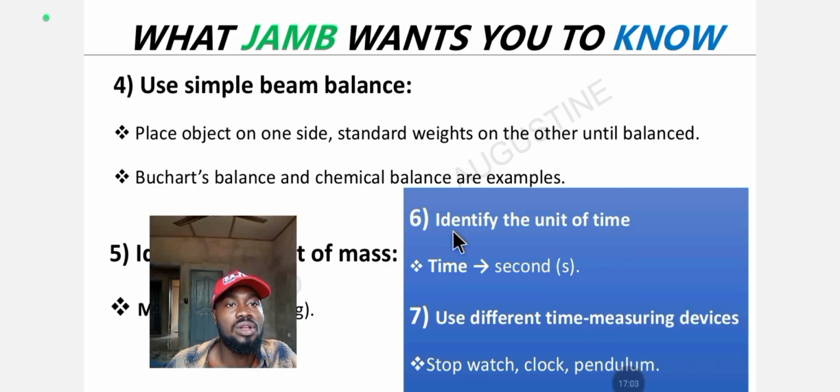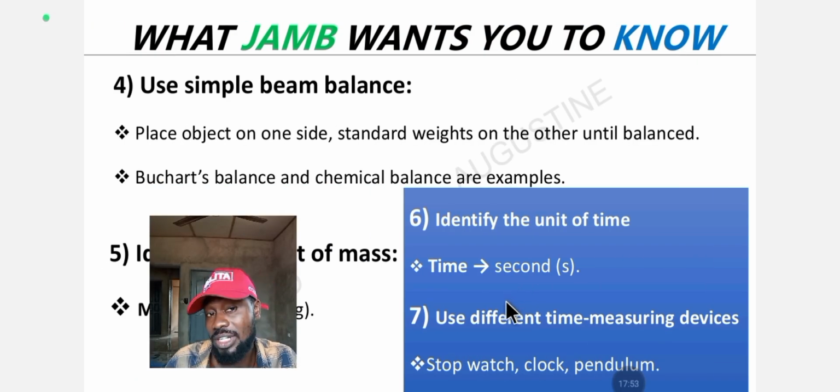Number 6, Jamb wants you to be able to identify the unit of time. And what is the unit of time? The unit of time is the second. S, second. That's the unit of time. Number 7, Jamb wants you to be able to use different time measuring devices, for example, stopwatch, clock, and pendulum. We all know how to use the stopwatch. You can read time. We all know how to use a clock. And for the pendulum, you count how many oscillations per minute.